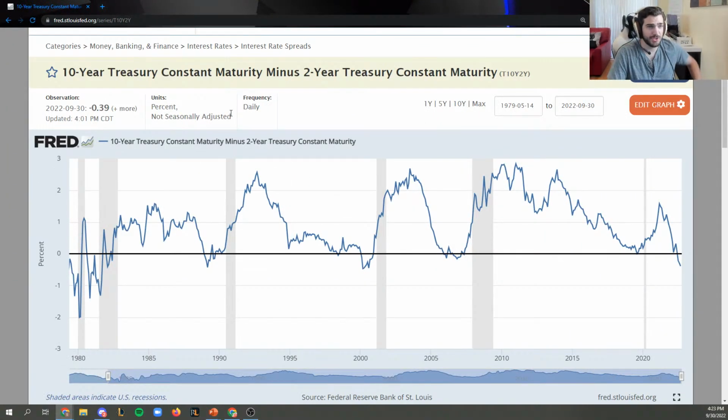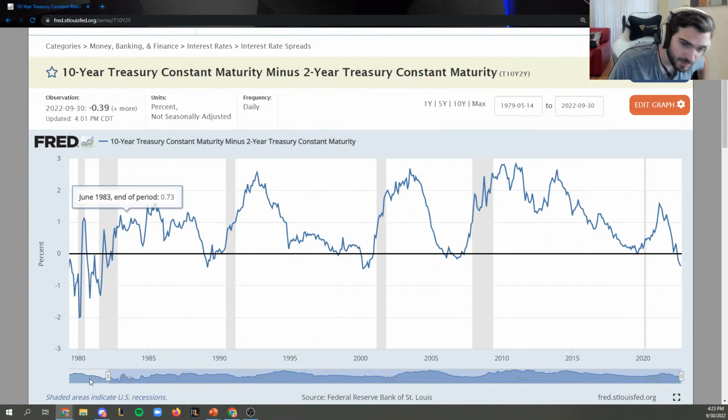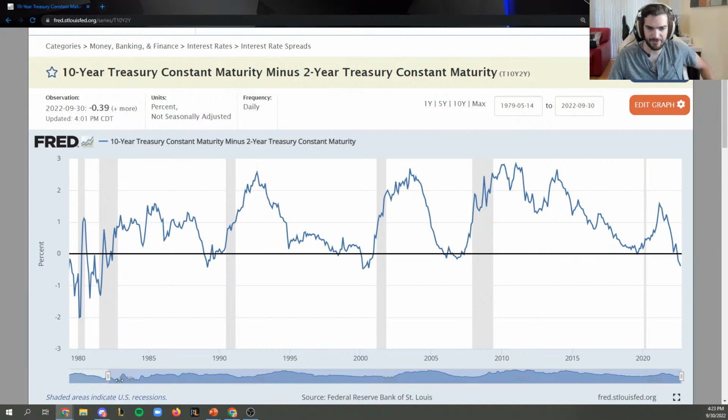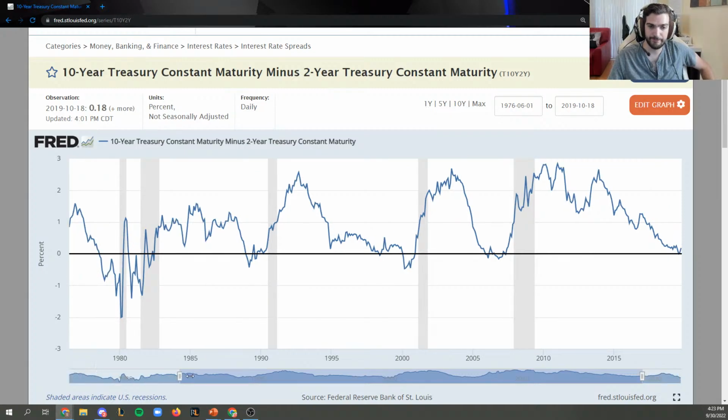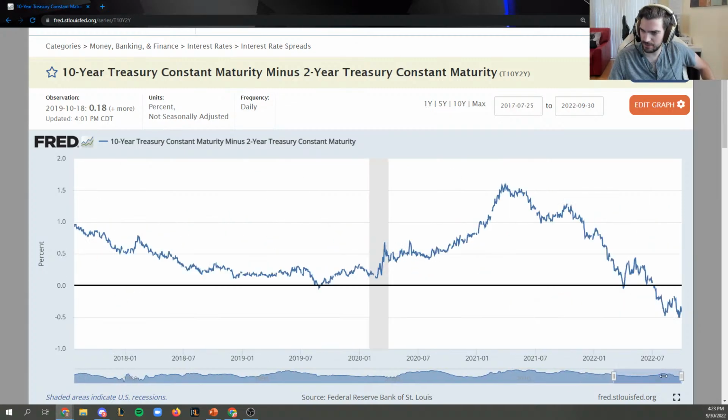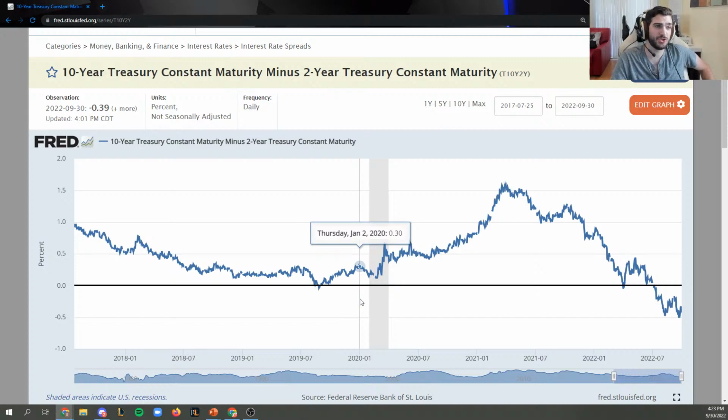Here's what that chart actually looks like. Let's zoom into just the past couple of years here. No, that's too far. We want here and we want there. All right. What we're looking at here is the 10-year maturity rate versus the 2-year. When it's positive, that means that the 10-year rate is higher than the 2-year. When it's negative, that means that the 2-year is higher than the 10-year. That yield curve is inverted.